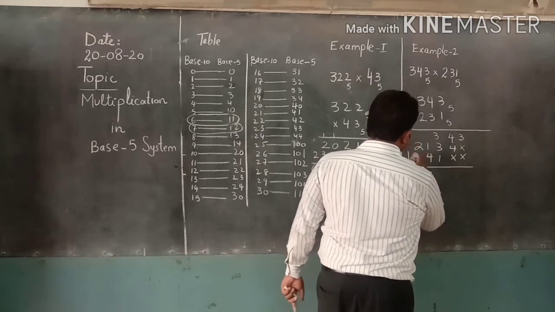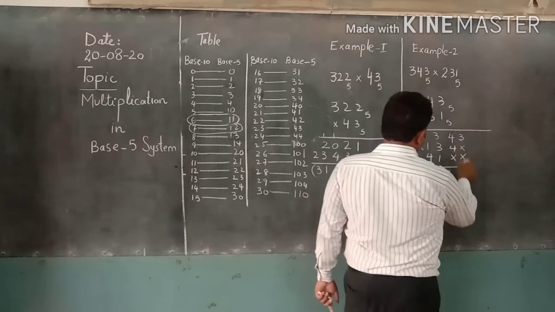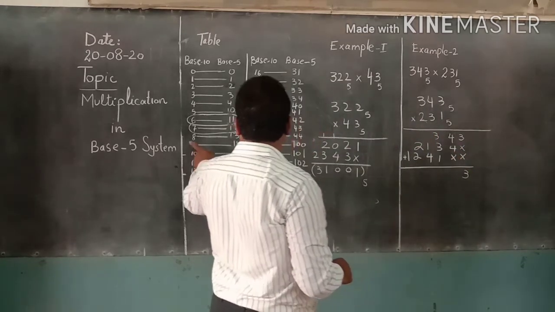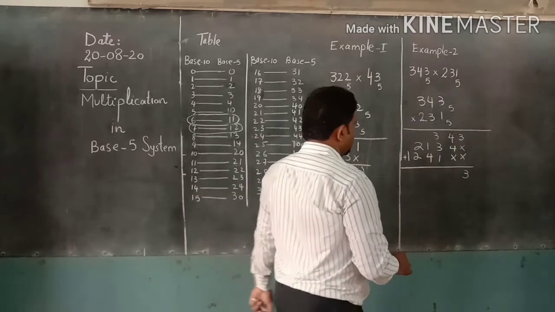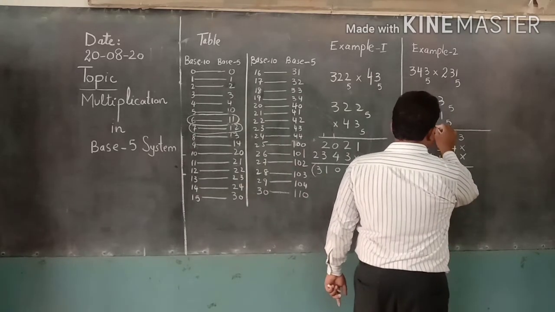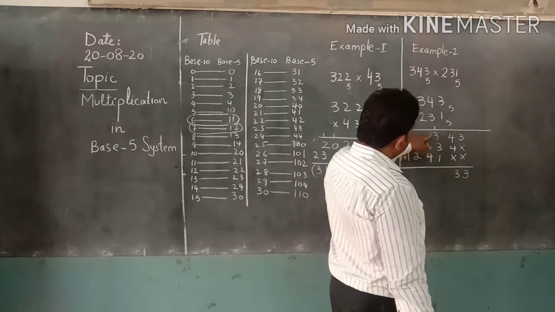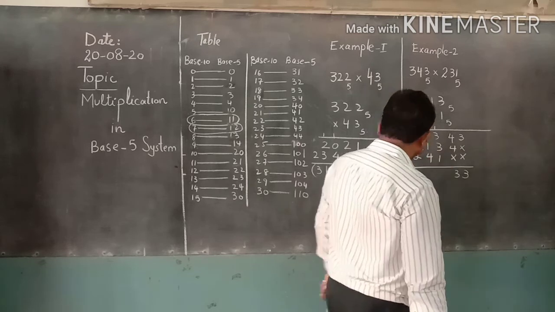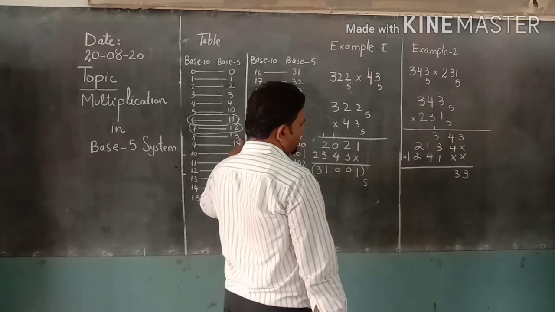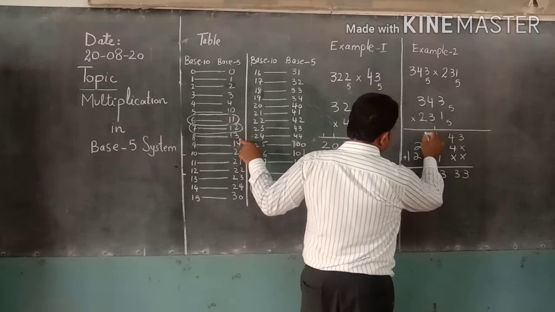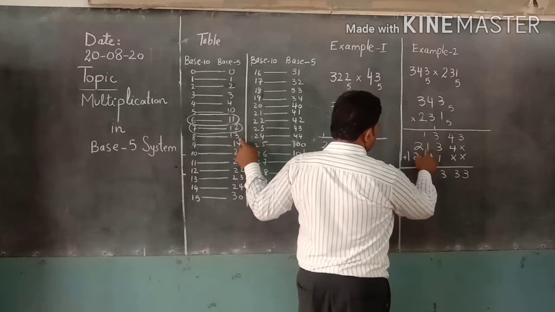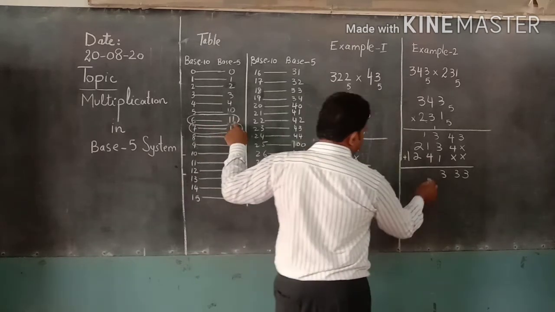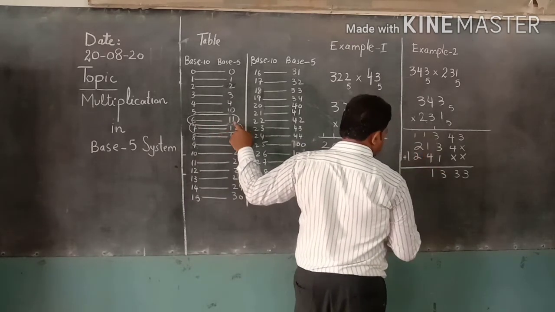Now we will add them. 3, 4 and 4 is 8. According to the table, 8 is equal to 13. We write 3 here and take 1 as a carry. 1 and 3 is 4, 4 and 3 is 7, 7 and 1 is 8. 8 is equal to 13. We write 3 here and take 1 as a carry. 1 plus 1 is 2, 2 plus 4 is 6, and 6 is equal to 11. We write 1 here and take 1 as a carry.